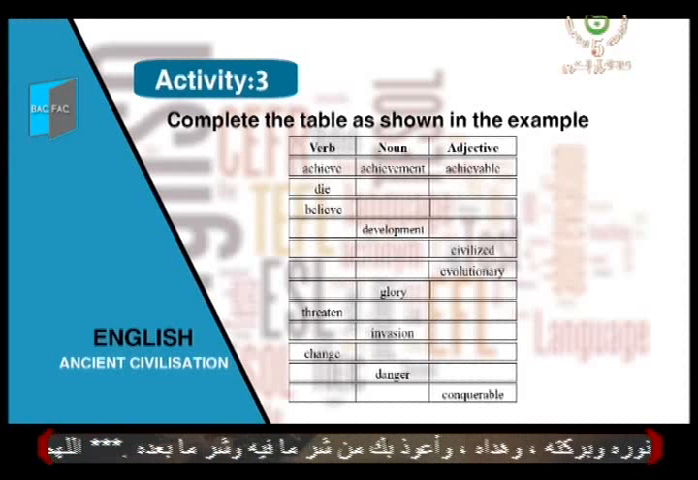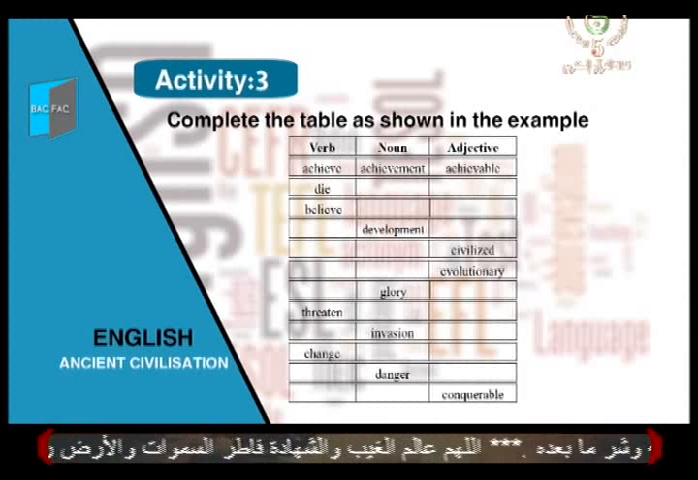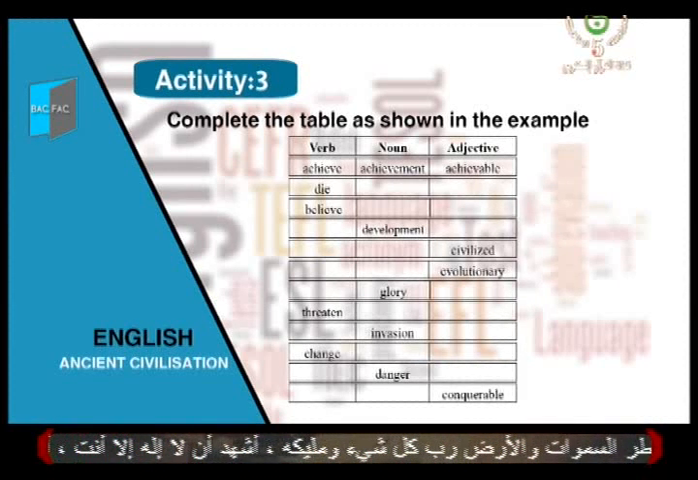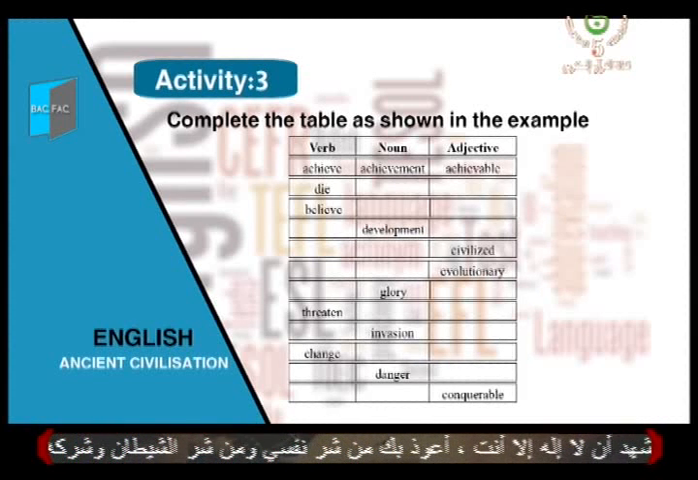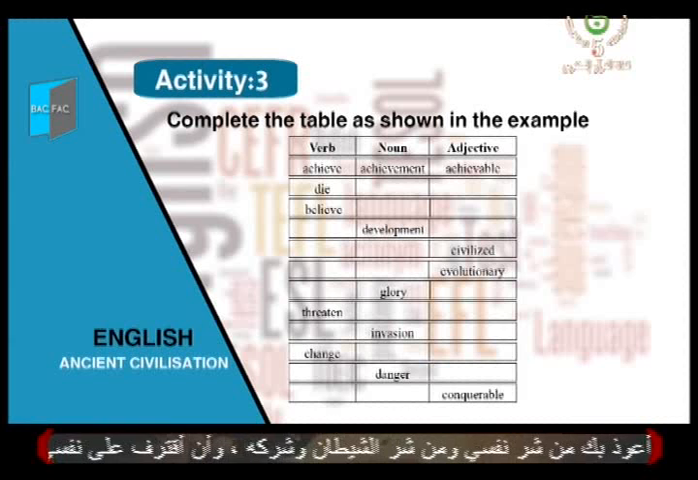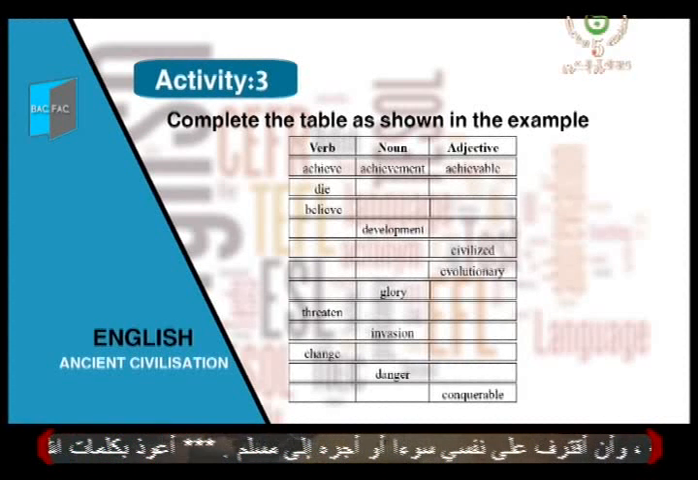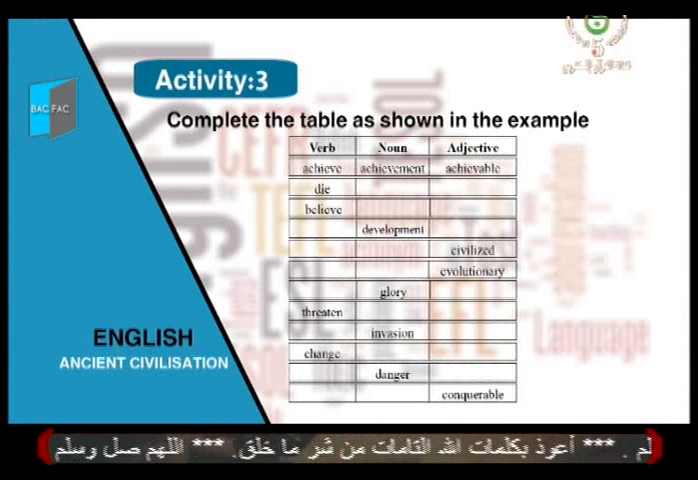Notice that sometimes you are given verbs like die, believe, threaten, and change. Other times you are given the nouns, as in development, glory, invasion, and danger. And the last part, you are given adjectives, civilized, evolutionary, conquerable. Let's do the activity now.